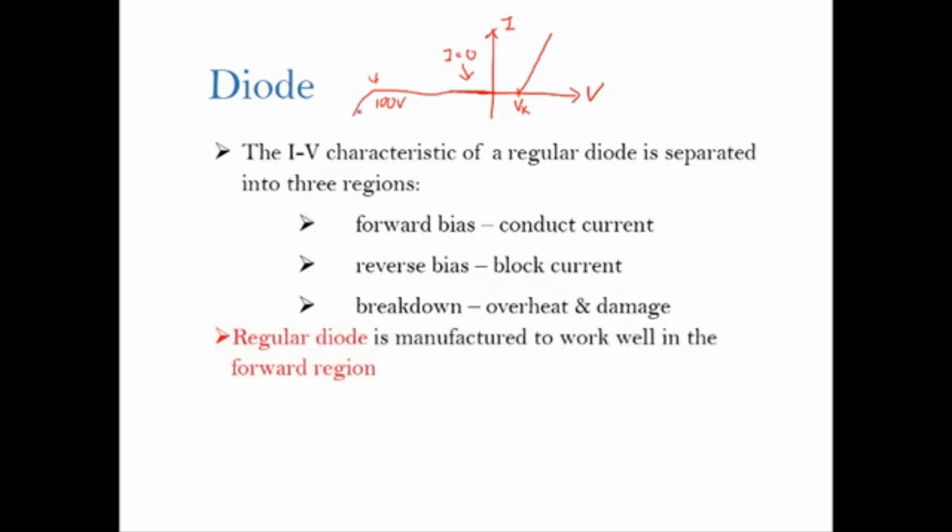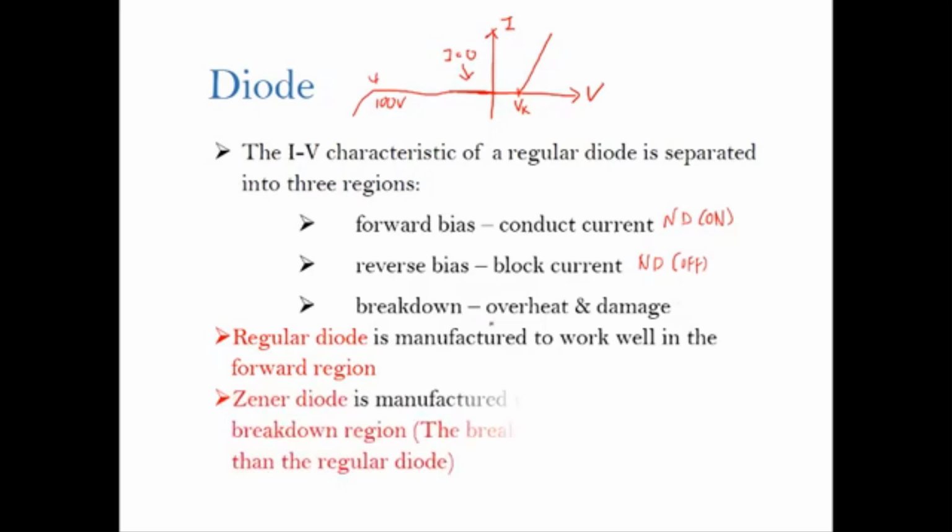Okay, so a regular diode is manufactured to work well in the forward region. As we discussed in our previous part, a regular diode only operates at forward bias, and at reverse bias, this is on and this is off. So in two conditions, on and off, it operates at forward bias and reverse bias. So when using a normal diode, we will try to avoid this breakdown region.